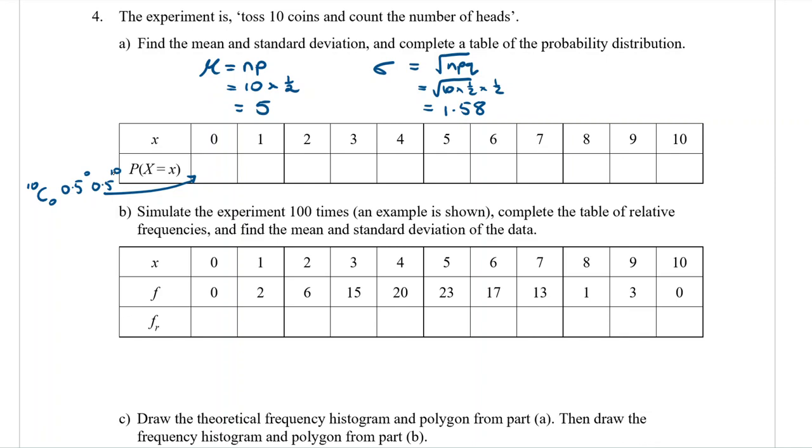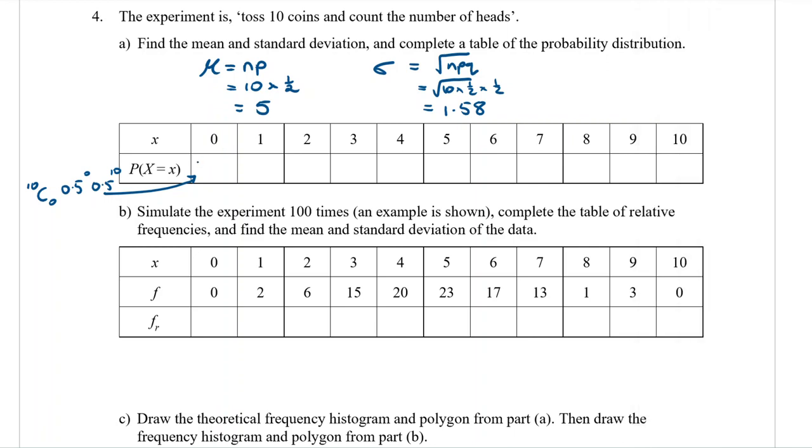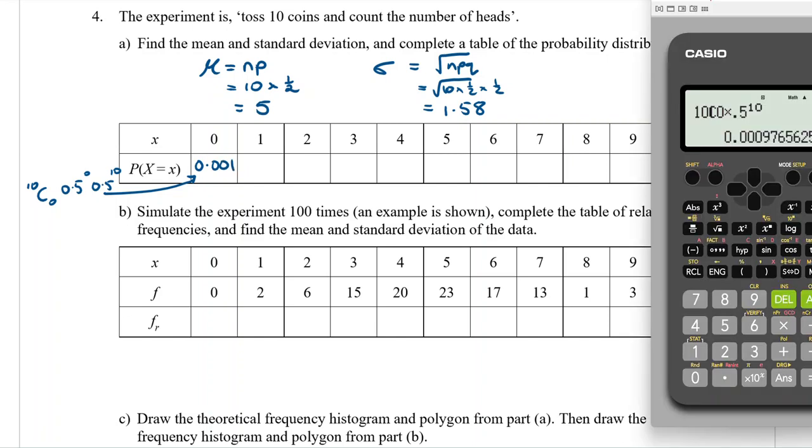All right, so let me bring up my calculator. Oh, I know, I don't use this very often, do I? 10C0 times 0.5 to the power of 10. Okay, so there is the first one, very, very tiny. So I'm just going to do one significant figure. So 0.001. I think I got the right number of zeros there. Yes, because the 9 will round that up.